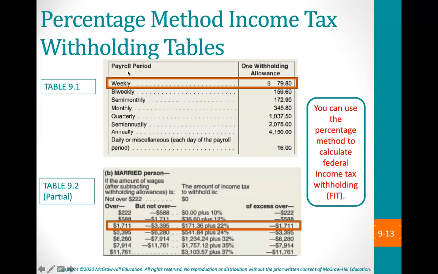First, we have to look at the payroll period. How often is she paid? She's paid weekly. So one withholding allowance is $79.80. She has 2, so we're going to need to double that amount. Then we go down to table 9.2, and it says married person. If the amount of wages after subtracting withholding allowances is, then this is how you calculate it.